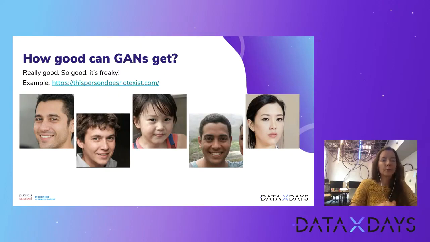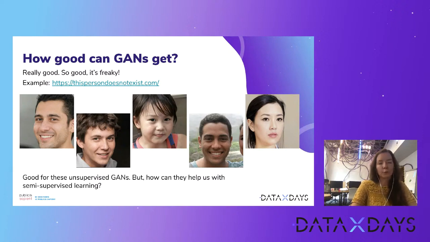So all of these images look pretty realistic, at least to me. The thing that is a bit creepy is that these people actually don't exist. All of these images have been imagined by a generative adversarial network that has been trained on, I'm not even sure how many images of real people. So it really does get quite good, this unsupervised GAN. And well, good for the unsupervised GANs, but the next question is, how can this help us in semi-supervised machine learning? So this is the next part.